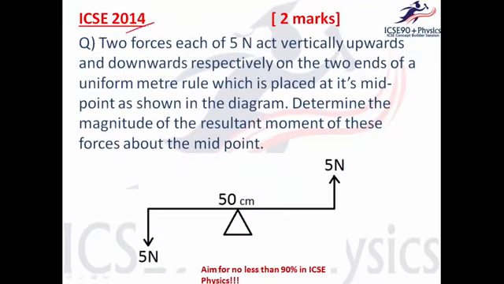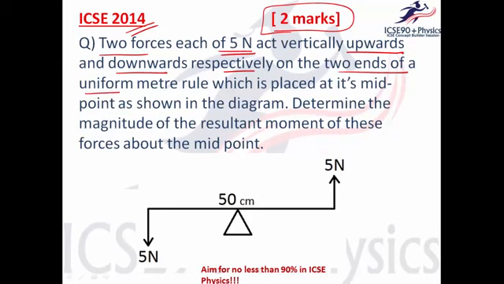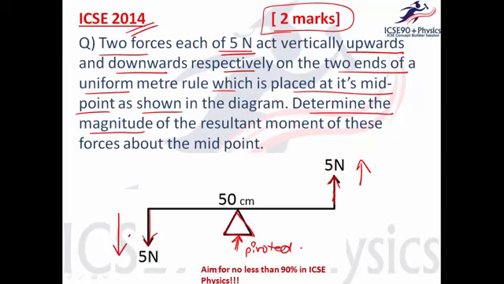Finally, we have a question from ICSE 2014 for 2 marks which says that two forces each of 5 newtons act vertically upwards and downwards respectively on the two ends of a uniform meter rule which is pivoted at its midpoint as shown. So the meter rule is balanced at the midpoint as shown, and these two forces of 5 newtons each act at the extreme ends in the vertically upward and downward directions respectively, and we are asked to determine the magnitude of the resultant moment of these forces about the midpoint.